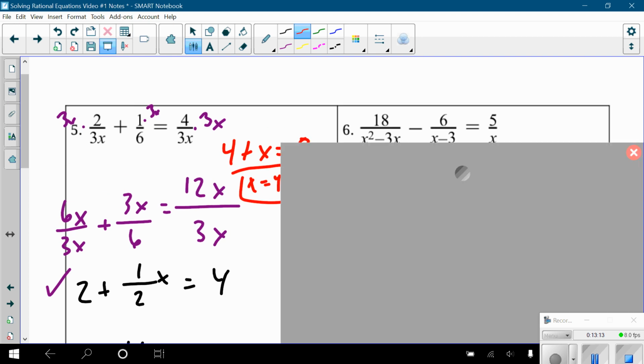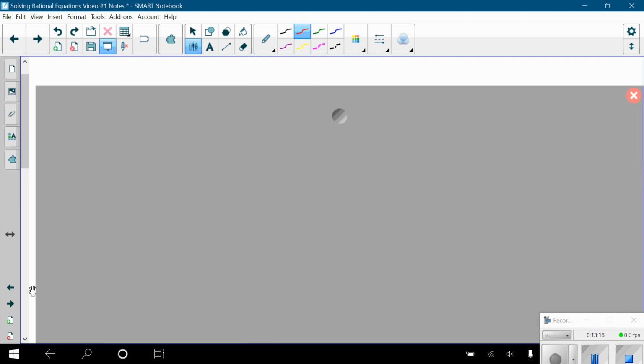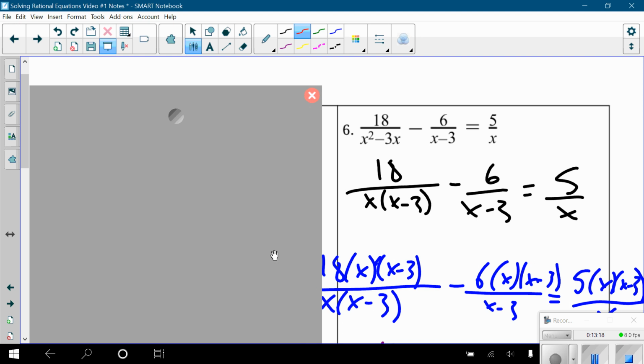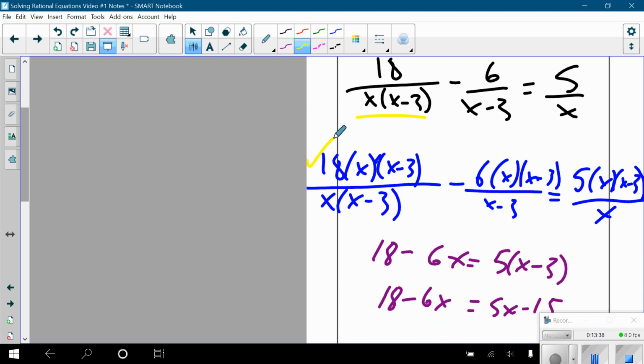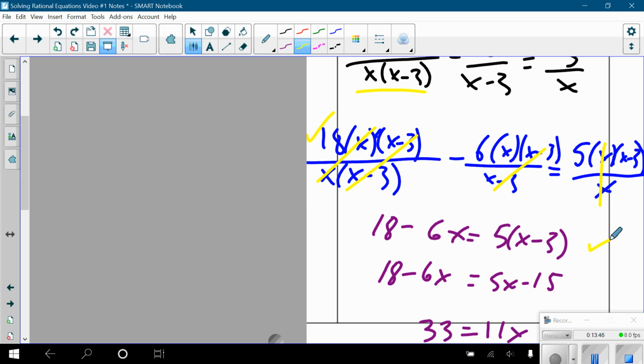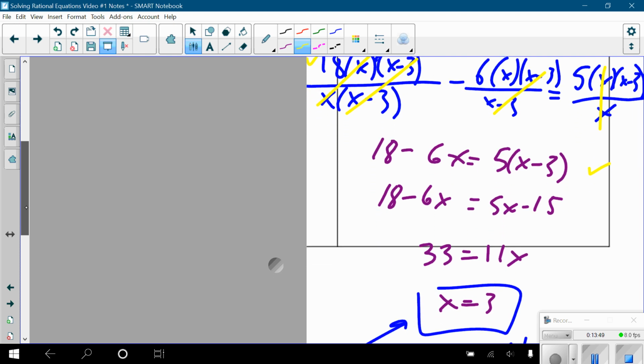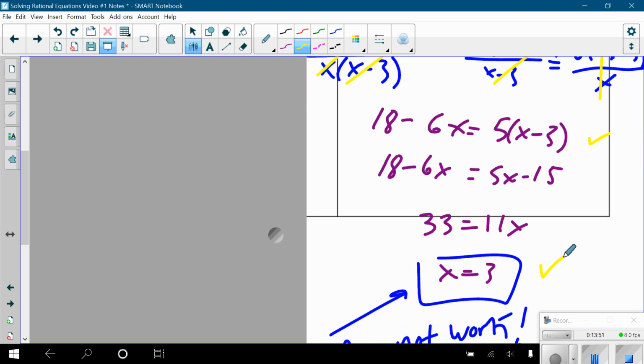Okay? Number 6 was a little trickier. Here, it helps if you factor the denominator to help you find the least common denominator. So I'm going to multiply through by x times x minus 3. That's my least common denominator. I get right here. I do a bunch of simplifying. Those cross out, those cross out, those cross out. I'm left with this equation. This is a linear equation, nothing squared. I solve that linear equation. I get x equals 3.